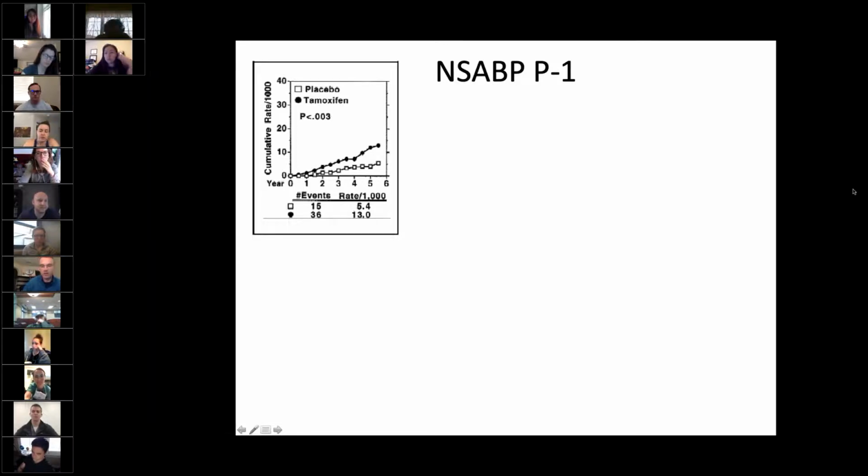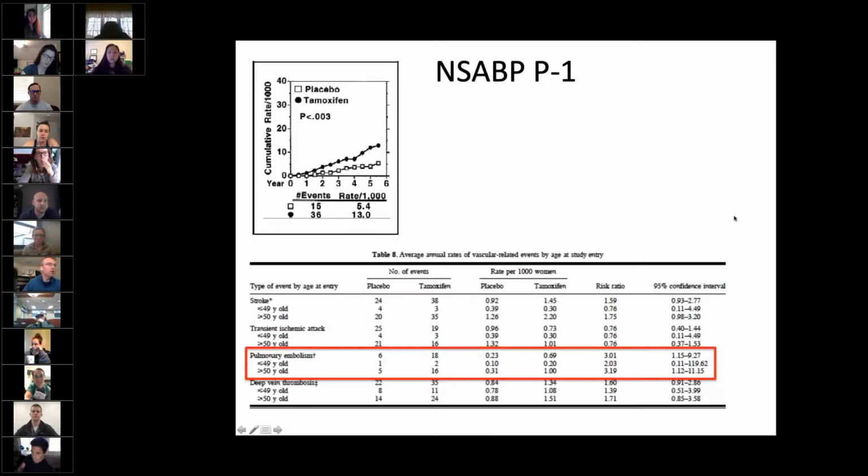So this is just PEs, just to highlight one. But so over 50, this is again per 1,000. So this is not a common complication, but the risk ratio is 3x with tamoxifen. So you have to keep in mind that there are side effects to these drugs, but they're not common.